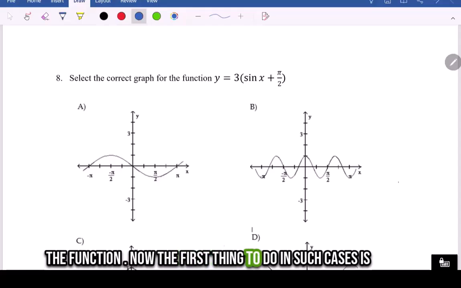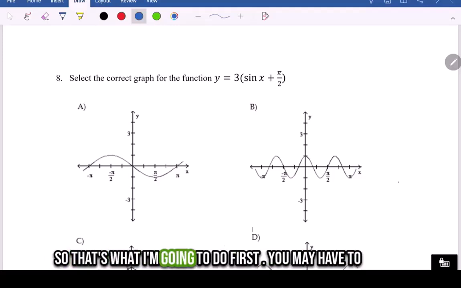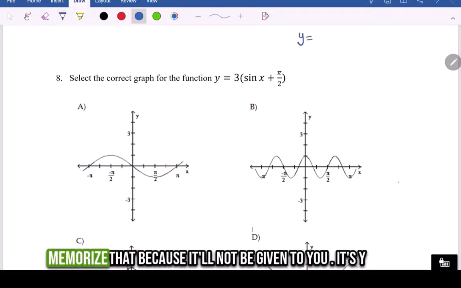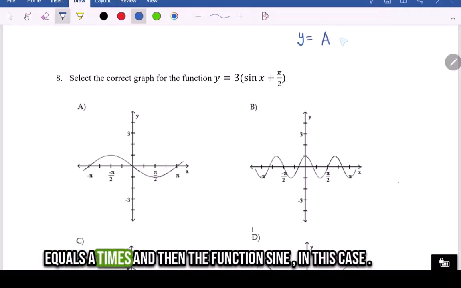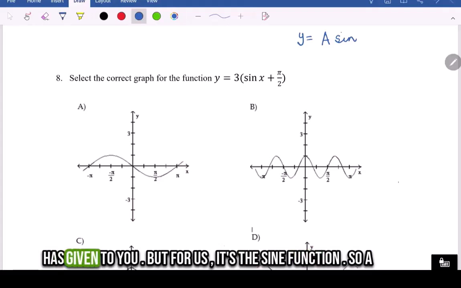Now, the first thing to do in such cases is write the general form of the variation of a function. So that's what I'm going to do first. You may have to memorize that because it will not be given to you. It's y equals a times and then the function sine in this case. It could be cos or tan depending on what the equation has given to you. But for us, it's the sine function.